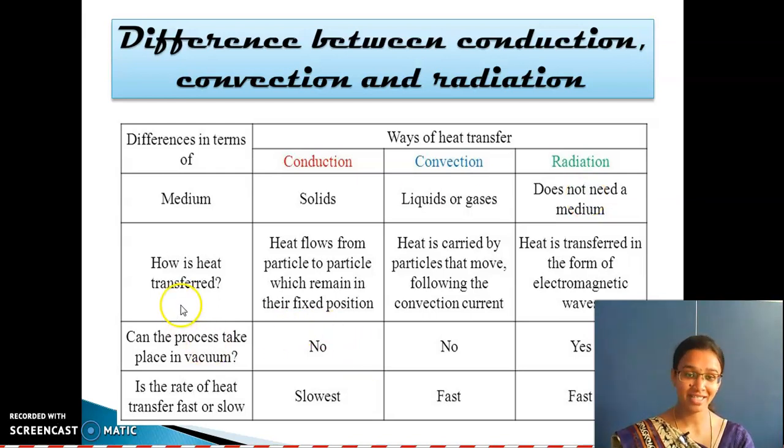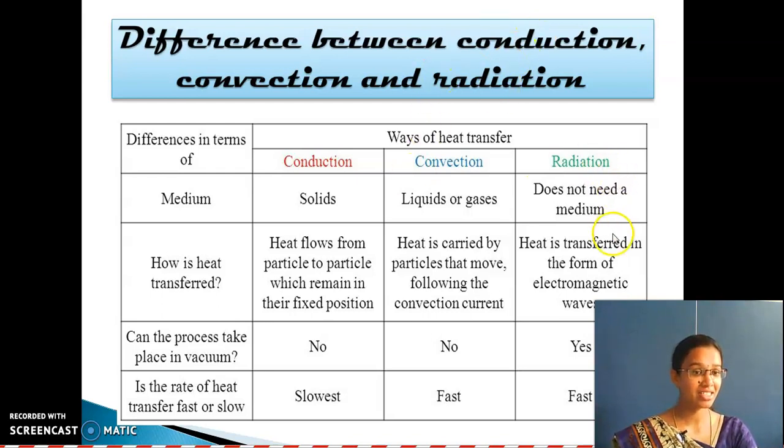And then, how is the heat transferred? In conduction, the heat flows from one particle to the other particle, but the particles remain in a fixed position. But in convection, heat is carried by the movement of particles. In convection, the particles themselves move from place to place. But in conduction, the particles remain stable in a fixed position. The heat is only transferred from one to another. But in convection, the particles themselves move and the heat is transferred.